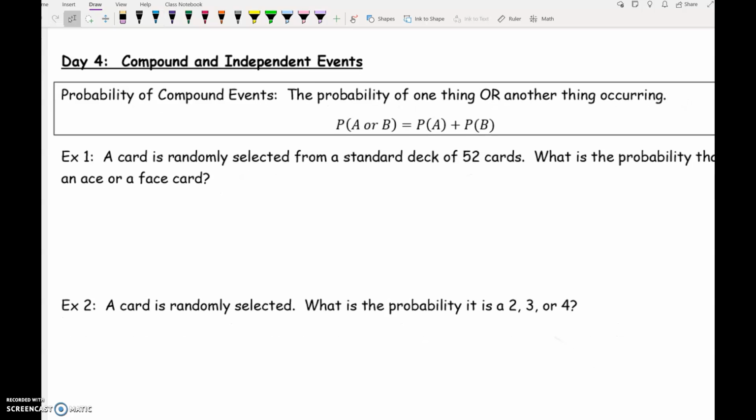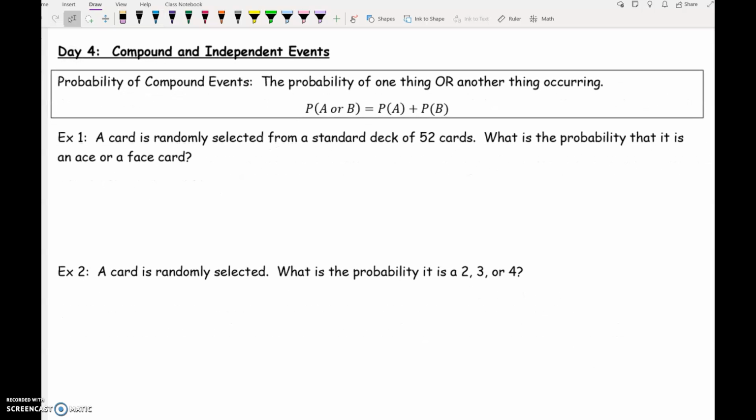Today we are looking at compound and independent events. Compound events means that more than one thing could happen. Compound events are basically using the word or. So the probability of one thing or another thing occurring.